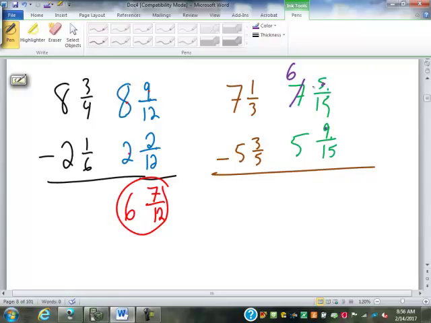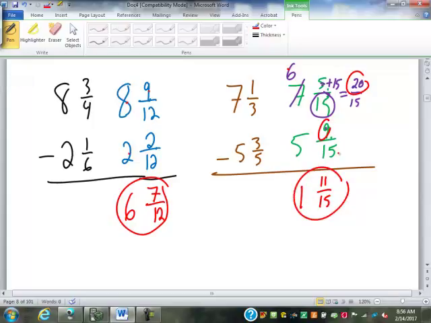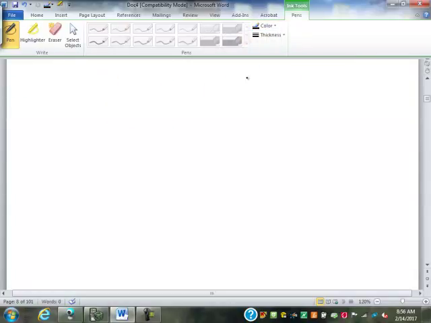20. Why don't I just put a 1 in front of it? Yeah. I borrowed a whole object, and the denominator tells me how many pieces are in that whole object. So the denominator here is 15, which means I have to add 15 to the numerator. 5 plus 15, I now have 20 of those pieces. So 20/15ths. 20 minus 9 is 11/15ths. 6 minus 5 is 1. So 1 and 11/15. We'll do another one of those. This shows that borrowing's a little tricky.